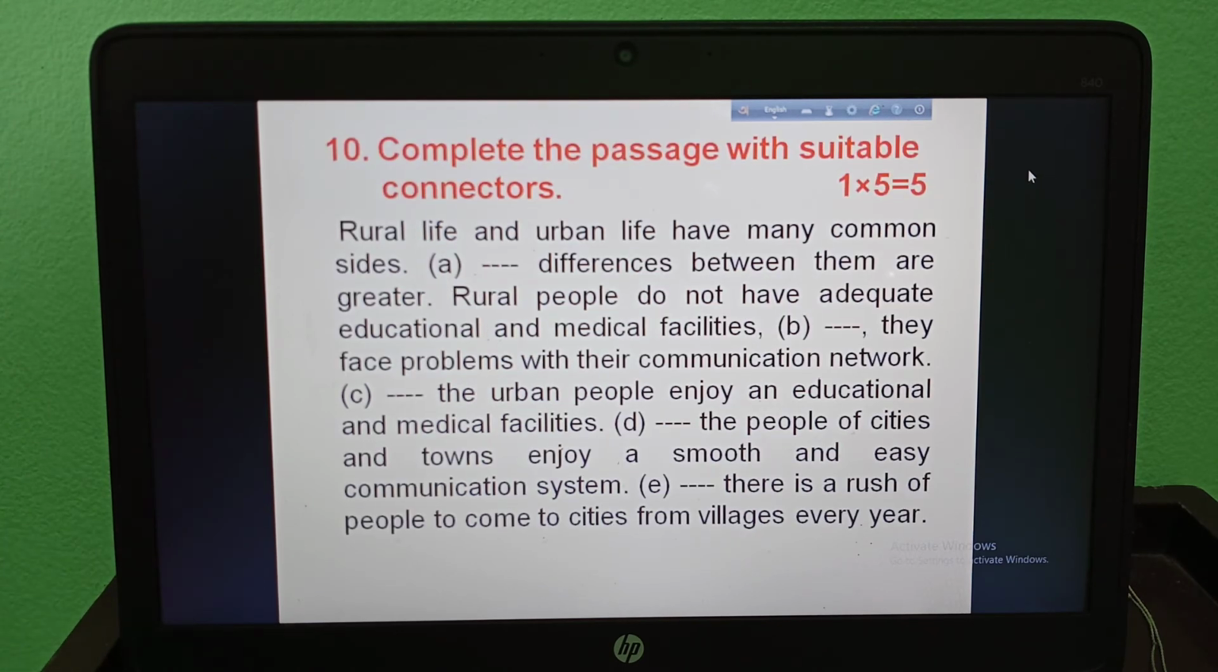Now question number 10. Complete the passage with suitable connectors or linkers, linking words. Here adverbs may be given, or conjunctions may be used, prepositional phrase or another phrase may be used to make the flow of the context or the speech. So this question will carry also 5 marks.